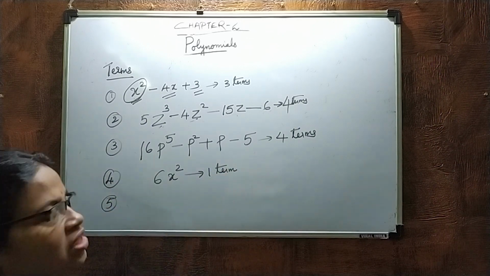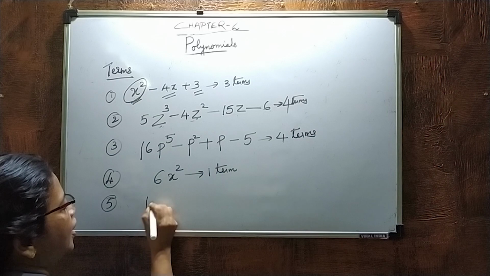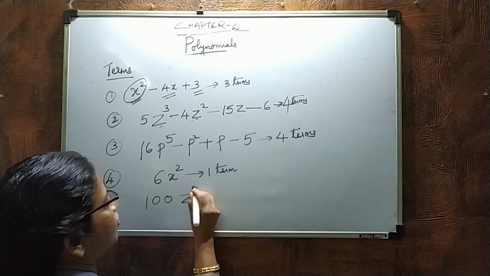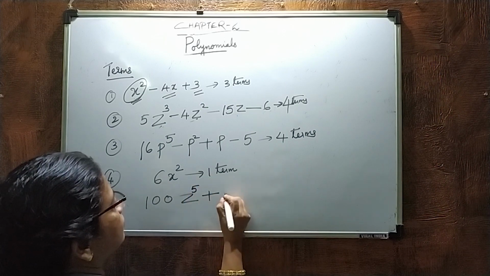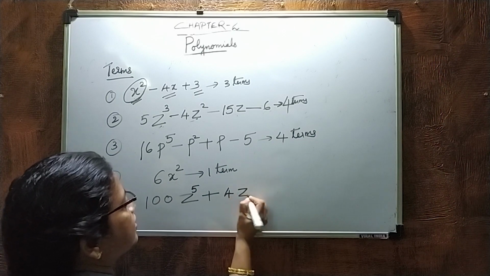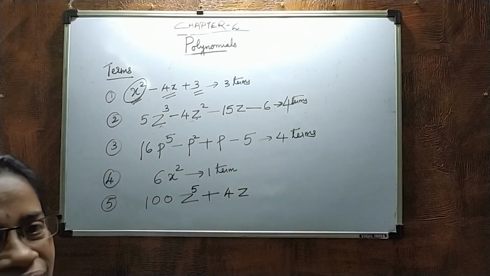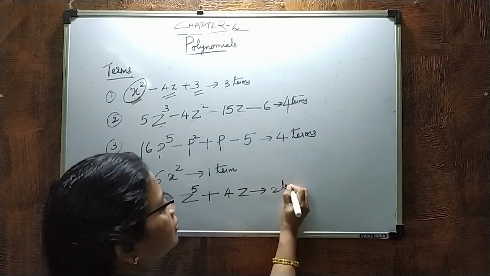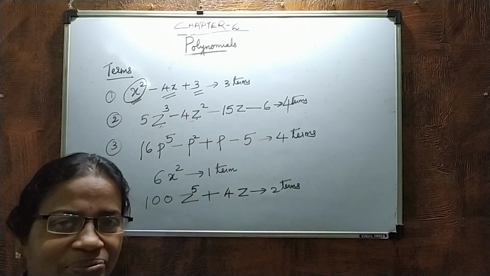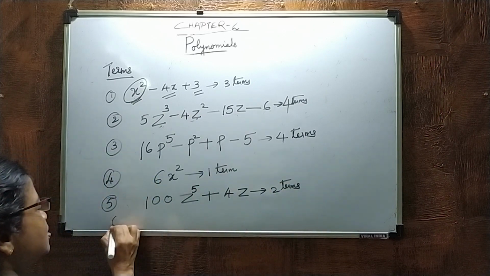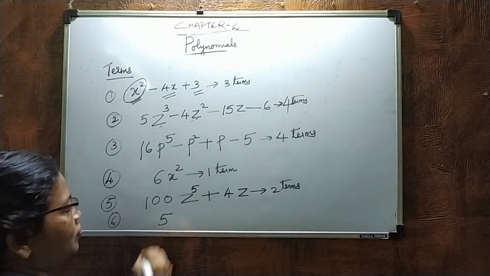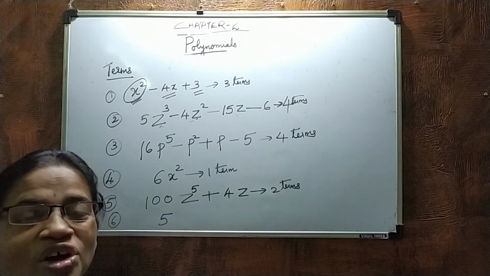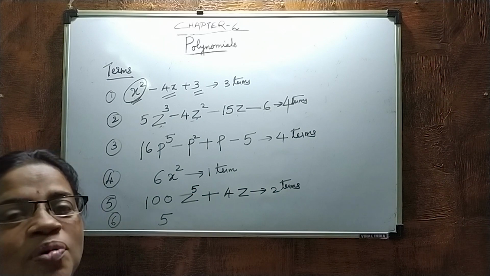Okay. Then the fifth question. Suppose here it is 100z raised to 5 plus 4z. How many terms are there? 1 and 2. 2 terms are there. Clear now? Now the last question, the sixth question. 5. Is it a polynomial? Can you say is it a polynomial? Yes, it is a polynomial.